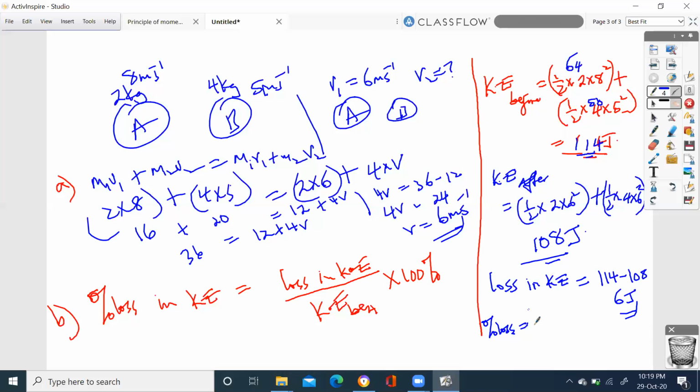Then our percentage loss in kinetic energy will be equal to the loss in energy divided by the original kinetic energy, times 100. What do we get? 5.26%. All right, that is number 2. Number 3.